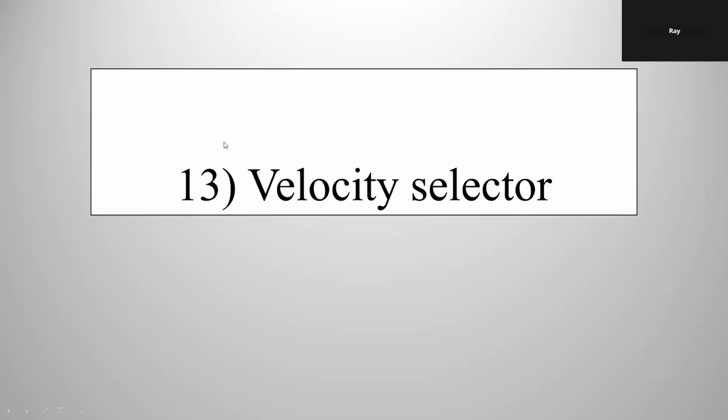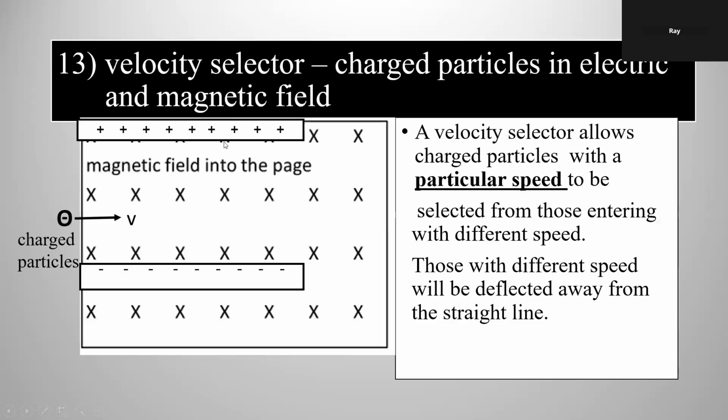Okay, we come to the velocity selector: charged particles in electric and magnetic fields. What is a velocity selector? A velocity selector allows charged particles with a particular speed to be selected from those entering with different speeds. You see the electrons coming in at different speeds. Those with different speeds will be deflected away from the straight line. Only a particular speed will go straight through.